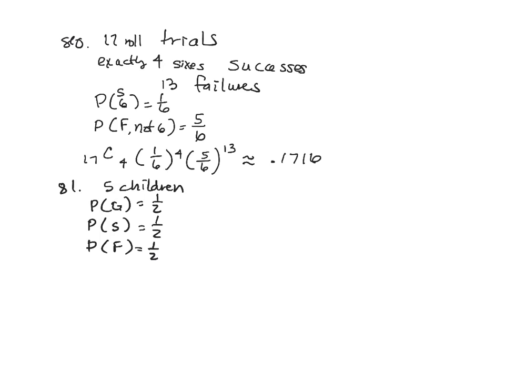Okay, so when we're talking about the probability of having 2 girls, that means we're talking about 2 successes. And 3 boys, we're talking about 3 failures. All right, so we're looking at 5C2, that's a success. Probability of success is 1/2 to the 2nd power. Probability of failure, 1/2 to the 3rd power.